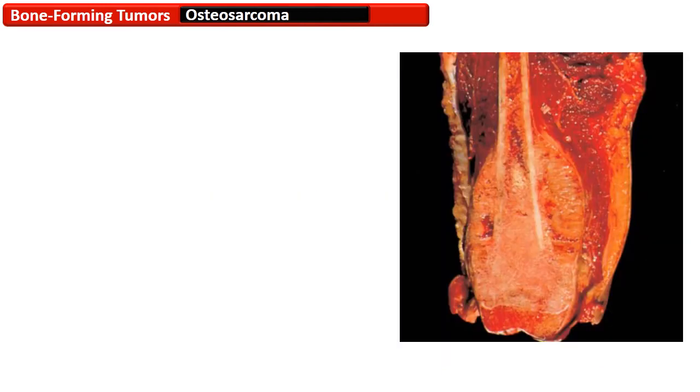This is the osteosarcoma of the lower end of the femur. About two-thirds of the cases of osteosarcoma arise around the knee joint. In this picture, there is a dense destructive lesion that extends through the cortex into the soft tissue and the epiphysis.